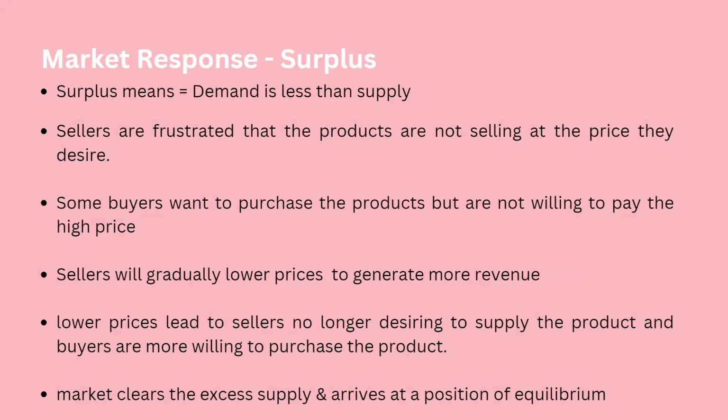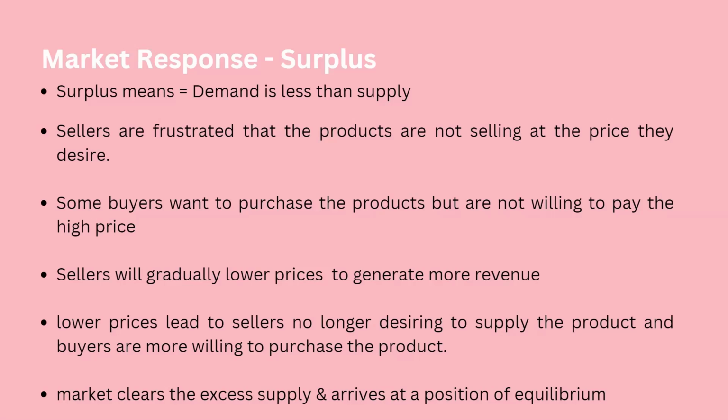So the market response to the surplus would be, first, surplus means that demand is less than supply. Sellers are frustrated that the products they are selling are not at the price they desire. And some buyers want to purchase the product, but they're not willing to pay the high prices. Sellers are frustrated because they're not able to sell the product they want to ideally. So the sellers would like to lower the prices to generate more revenue so that it becomes a bit affordable for people and they can earn some revenue.